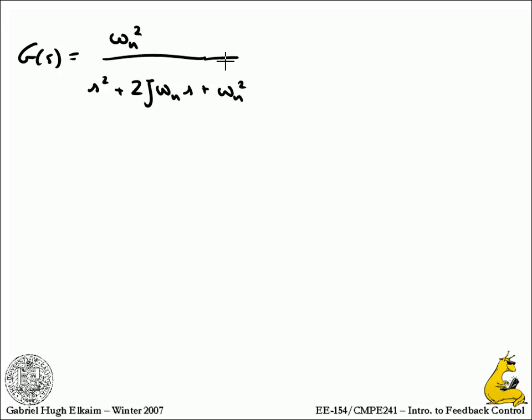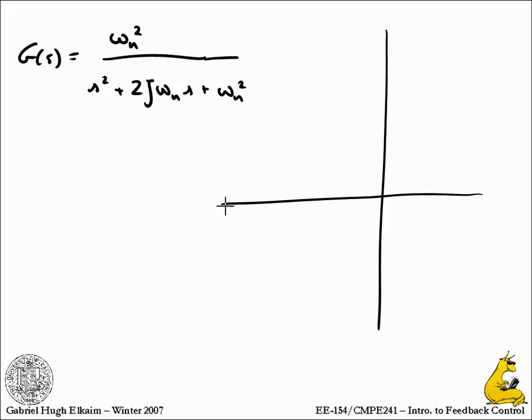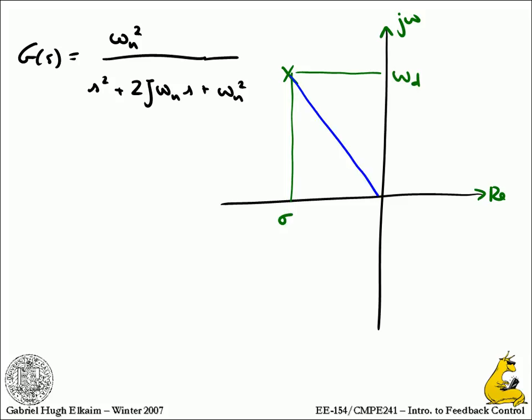So let's once again go over this and be very explicit. I've got that G of S is equal to omega n squared over S squared plus 2 zeta omega n S plus omega n squared. If I look at my poles, this is going to be the j omega axis. That's omega d. That's sigma. The length of this line is omega n, and this angle is arcsine of zeta.